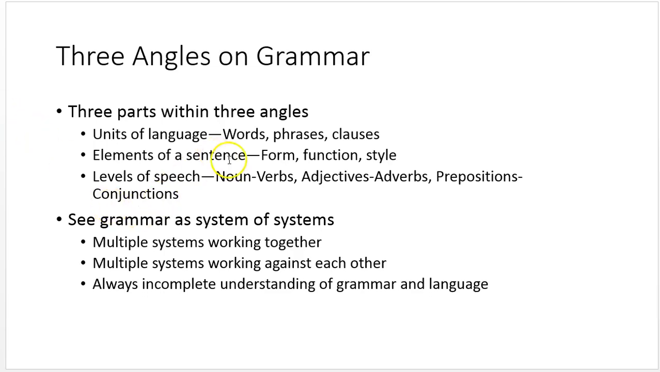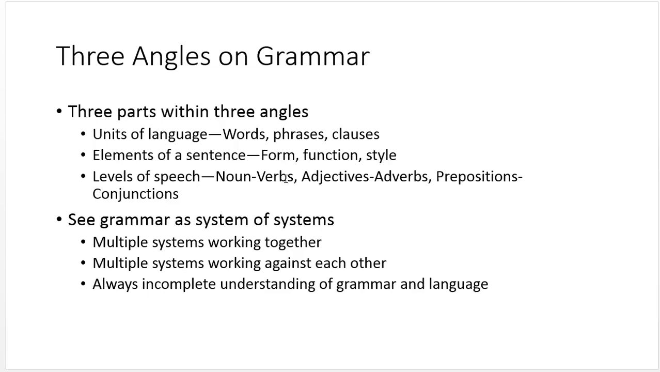So we're going to be doing the units of language, which are words, phrases, and clauses. And I'm going to come back to that. And then the elements of a sentence. This is form, function, and style. And again, I'll come back to that too. And then the levels of speech. And really, these are the levels of writing also. These are nouns and verbs, adjectives and adverbs, and prepositions and conjunctions. I know you've been taught those in the past as isolated items, but I'm going to try to show you how those things are related to each other, not only in this chapter, but throughout the book.